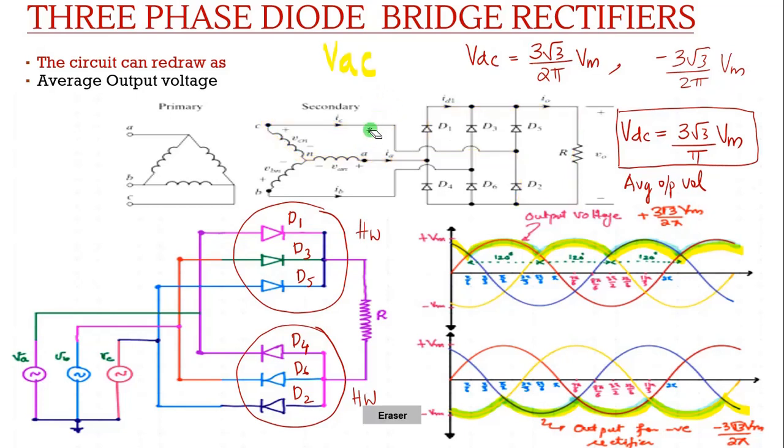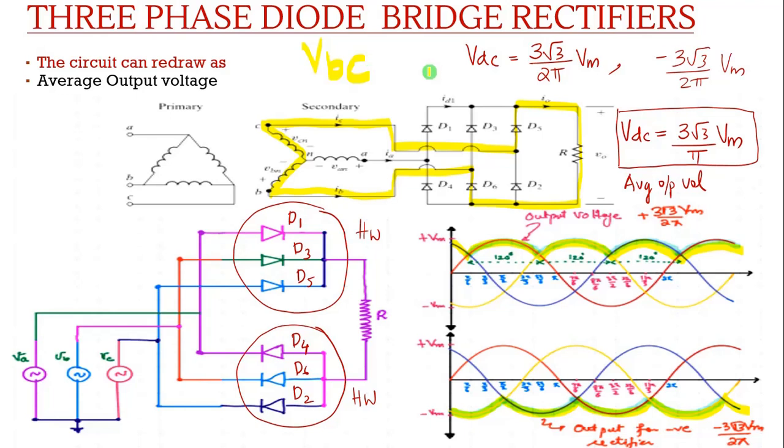Okay, and if D1 and D6 is conducting, you can see here the current path will be like this. So here the output voltage will be VAB. Okay, now if D6 and D5 is conducting, you can see here the path will be like this, and the output voltage will be VBC.